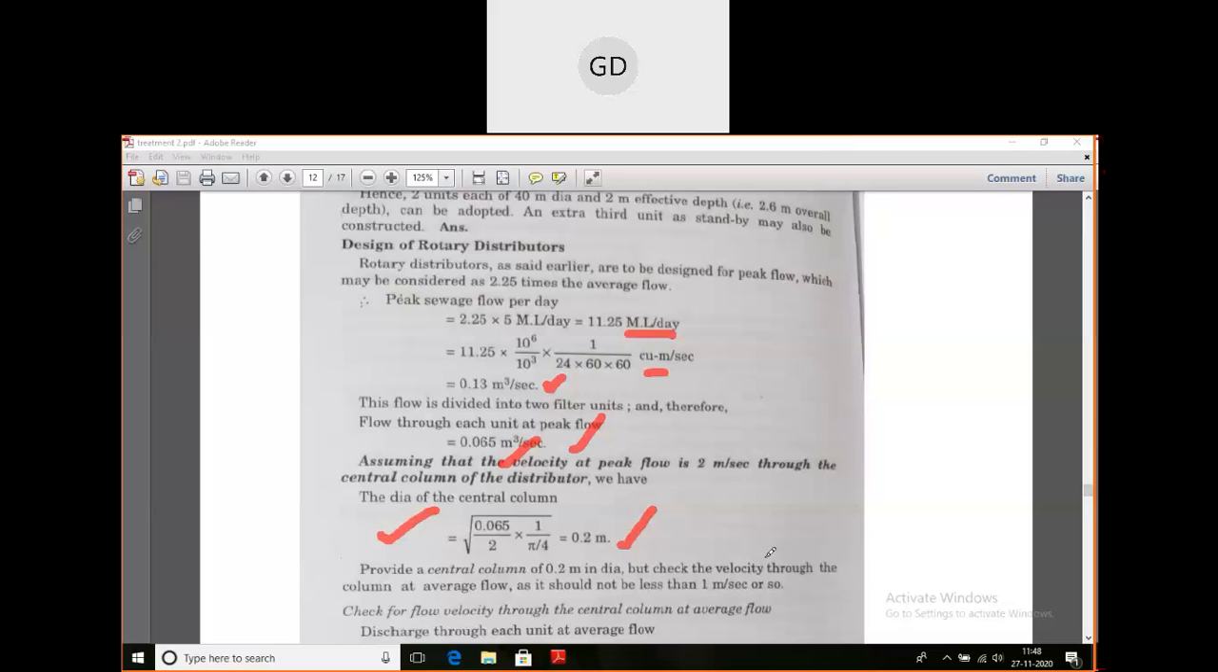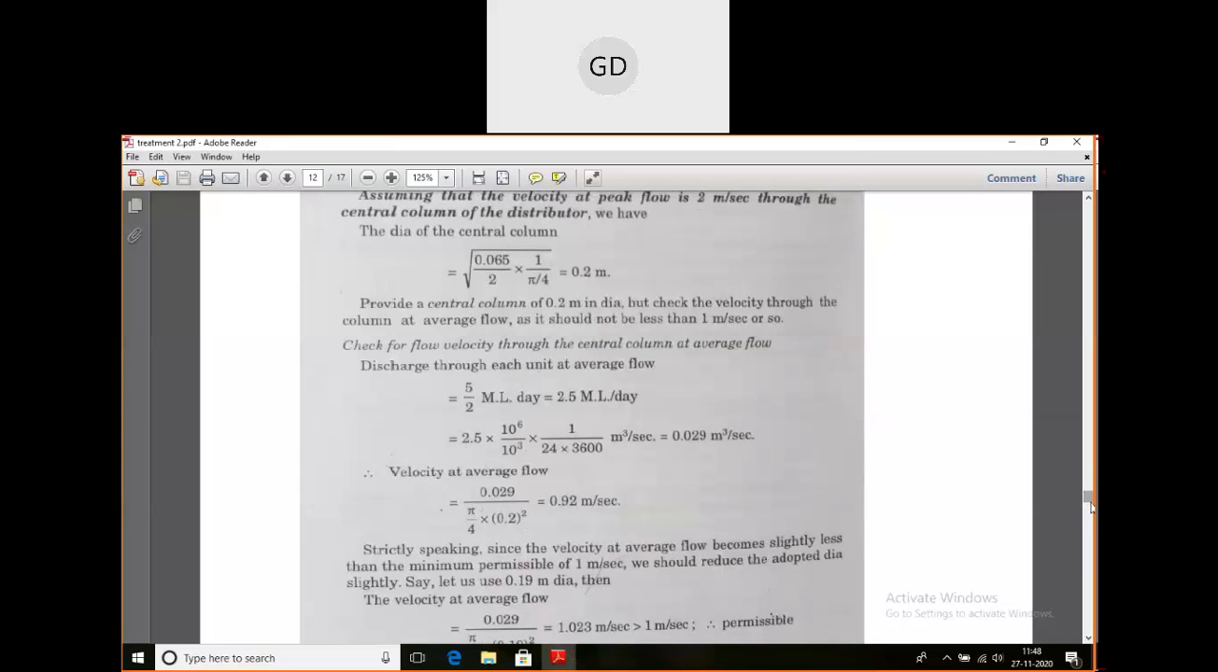While studying the design criteria, I have told that the central column flows for an average flow, but again you have to check the velocity. You have to check the velocity for average flow. So now you have to check the flow velocity through the central column at average flow. How will you check? So the discharge through each unit at average flow. There are 2 units, right?